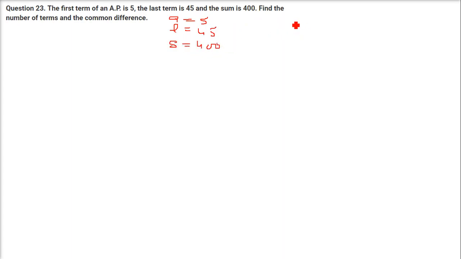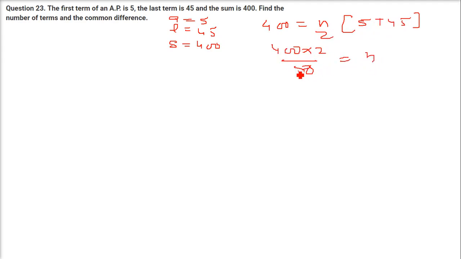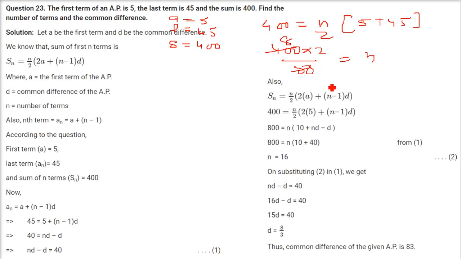So we'll use the formula directly, S equal to n by 2 into A plus L. So sum is 400, this is going to be n by 2 into A plus L, that is 5 plus 45. So this is going to be 5 plus 45 is 50. So 400 into 2 by 50 is your n. 8 times 2 is 16. So you get n equal to how much? n is going to be 16.